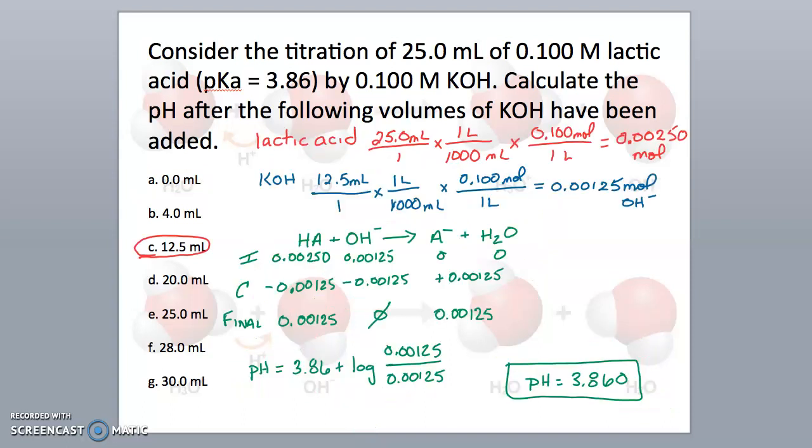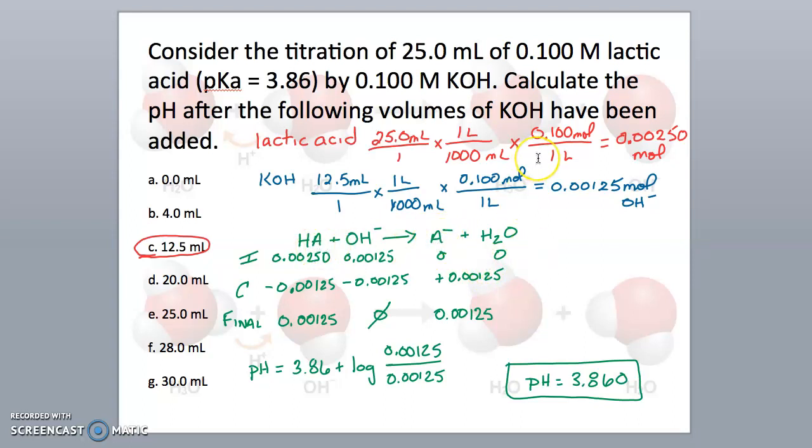Okay, now I'm going to do C. I circled it on the left, 12.5. I need a mole table, and I also need to write the reaction. So what's going on here? So I've got my reaction here, HA, and this is a net ionic equation with the OH minus from that strong base, making the conjugate base of my weak acid plus water.